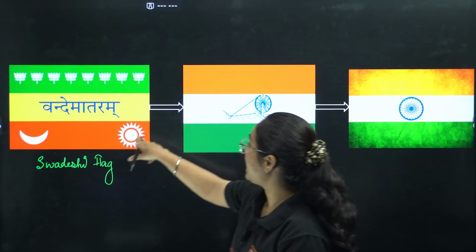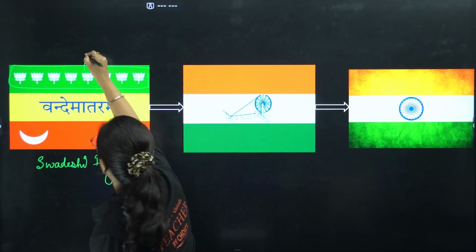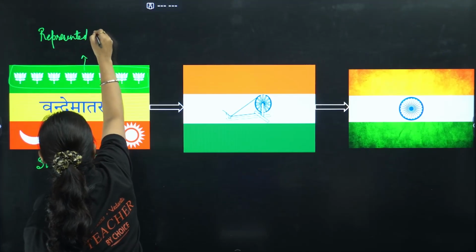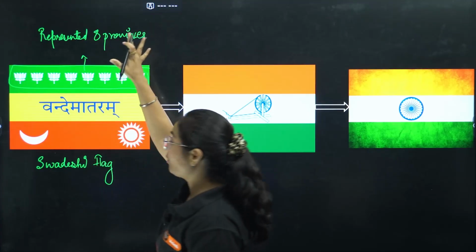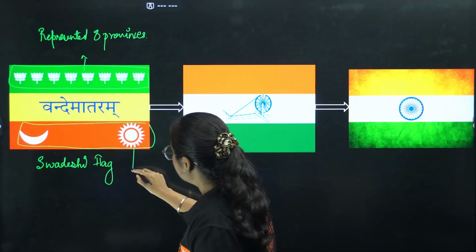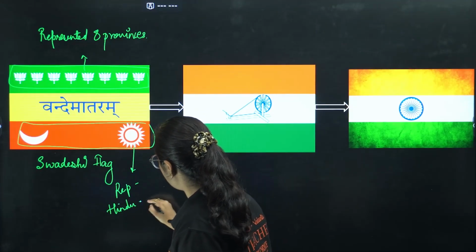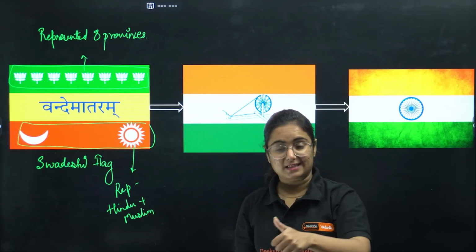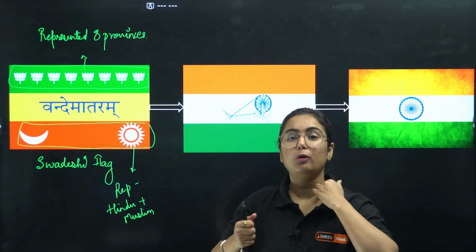Coming to this flag, you can see 8 lotuses. Can you see this? The 8 lotuses represented what? The 8 provinces of India. And the sun and moon here represented what? Hindu-Muslim unity. Get the point? So yes, this was the first flag, and people flew it very proudly in India.